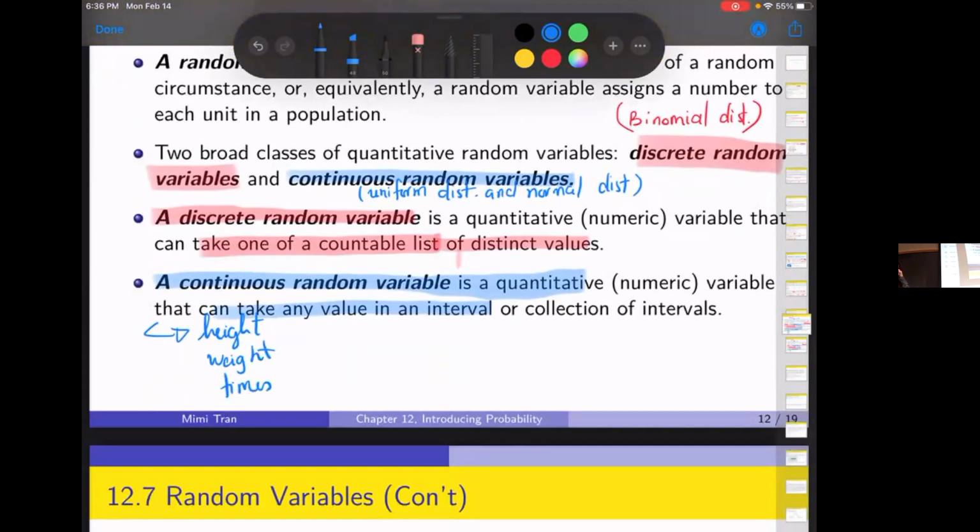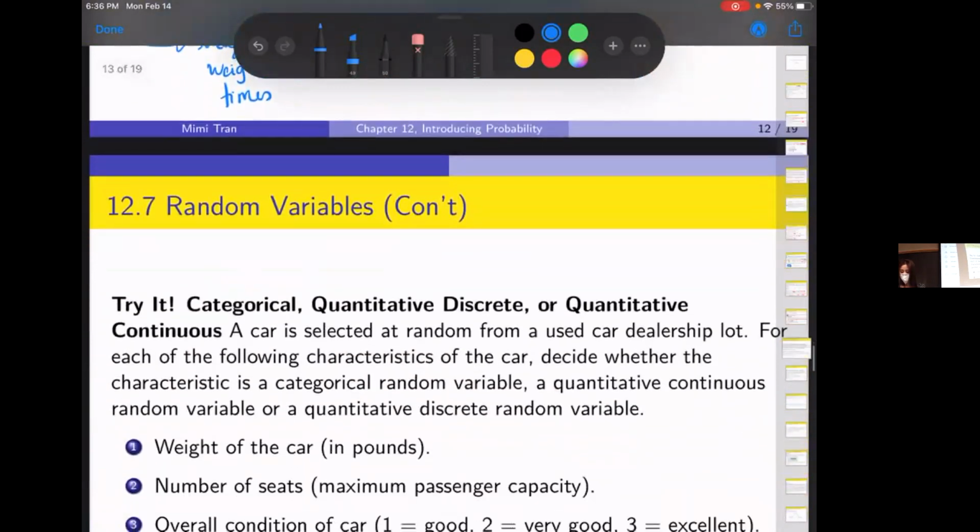You would think so. You're like, oh, I can tell you I've taken 3 hours, 20 minutes to study statistics a day, but no, not true, right? That is seconds, and a second is a lot more, right? So. All right, so that is continuous random variable and discrete random variable.